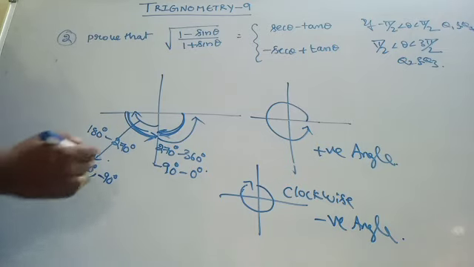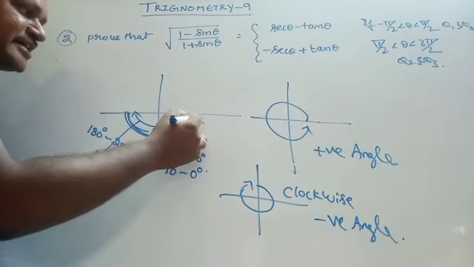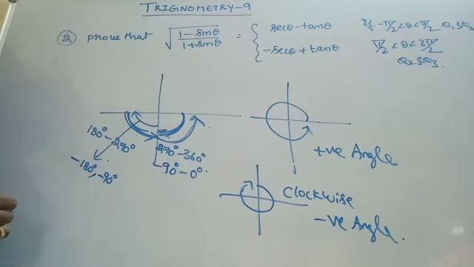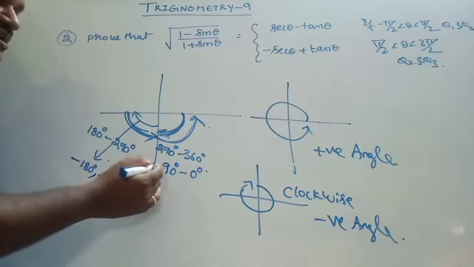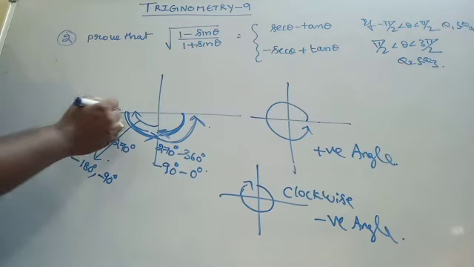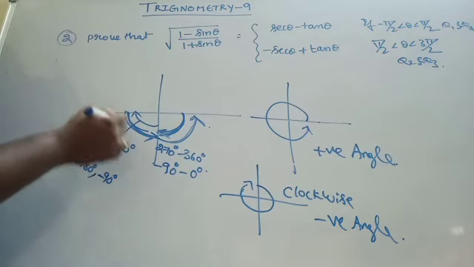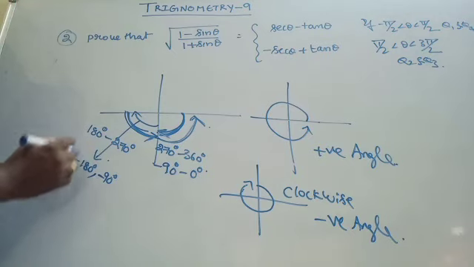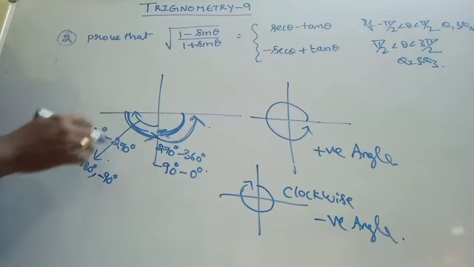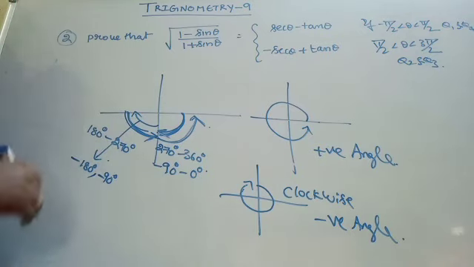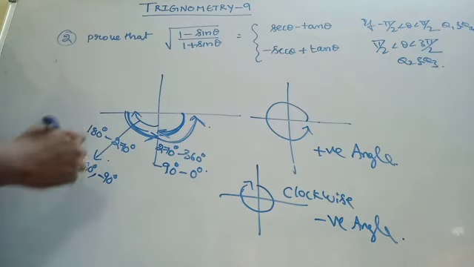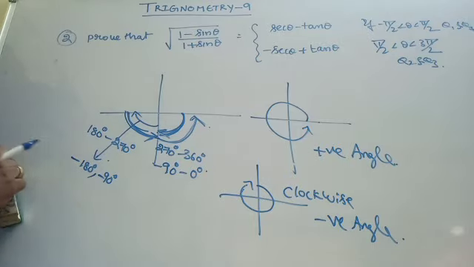As I told you, this 270 to 360 degrees is the fourth quadrant. The same thing we can write, when we take it in the clockwise direction, as minus 90 degrees to 0 degrees. In the same way, this is 180 to 270 degrees when we take it as a positive angle. Now this angle will become minus 180 to minus 90 degrees when you consider the clockwise direction. My dear students, you please understand these things.